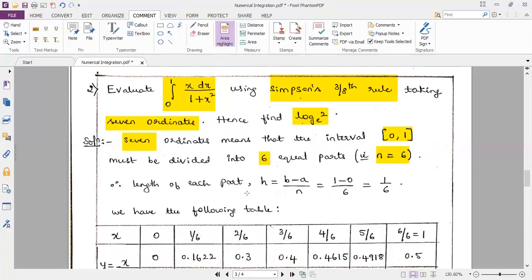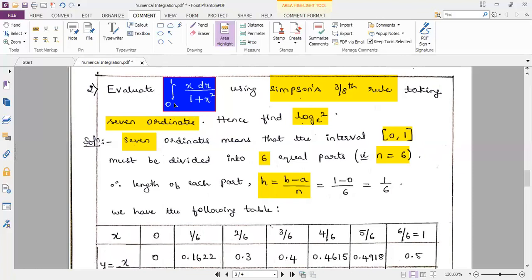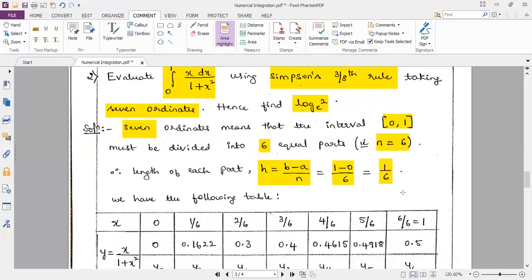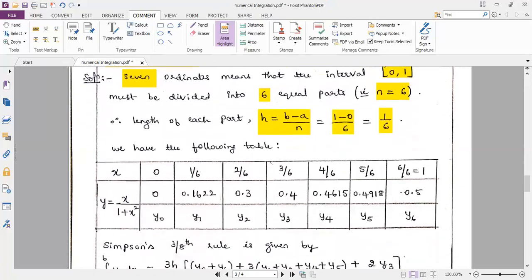Now the length of each part will be h is equal to b minus a divided by n. Comparing the given integral limits, we obtain a and b values. Lower limit is a, which is equal to 0 here. Upper limit is b, which is 1 here. Substituting, 1 minus 0 divided by 6, which is 1 by 6. Since 1 by 6 is a recurring value, we keep the h in the fraction itself and proceed to write on the following table.